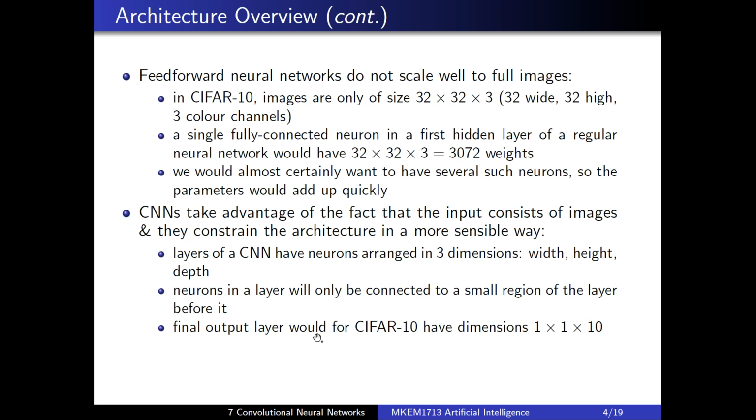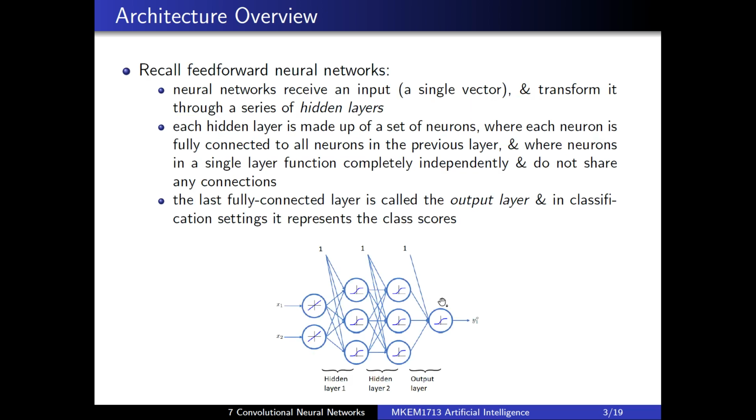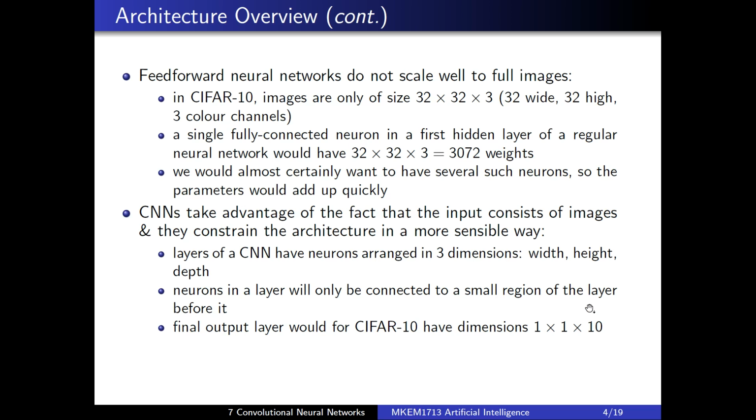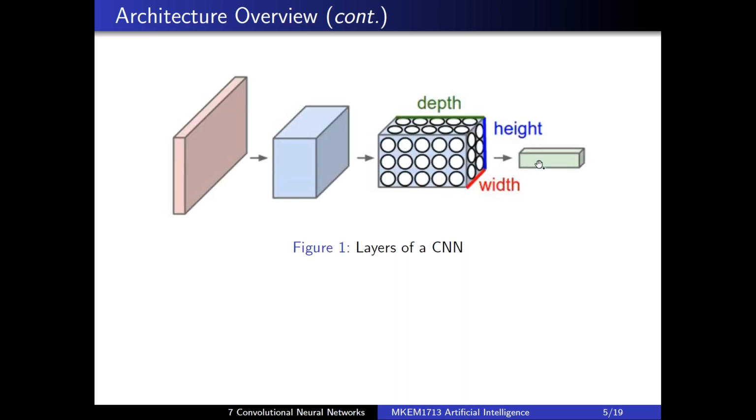The final output layer for CIFAR-10 would have dimensions 1 by 1 by 10. So this is similar to what we would have in a feed-forward neural network. But of course, here it will be depicted as if it's arranged vertically. Given the three-dimensional nature of a CNN, we would see that our fully connected layer in the last layer would be horizontal as such.